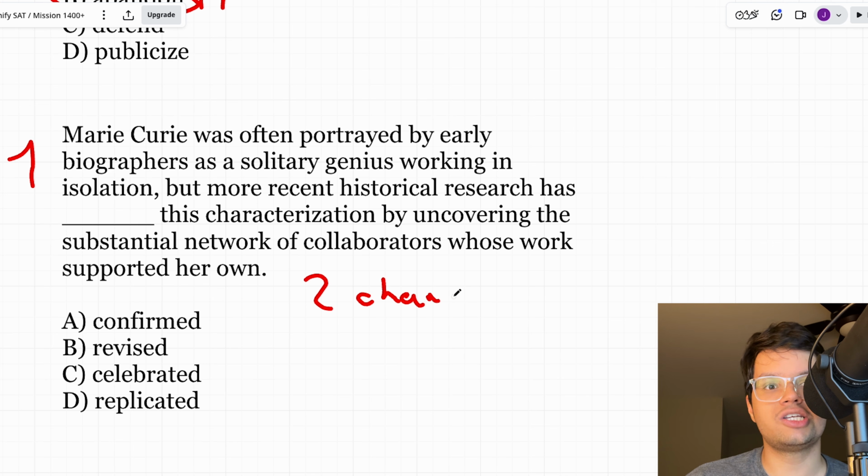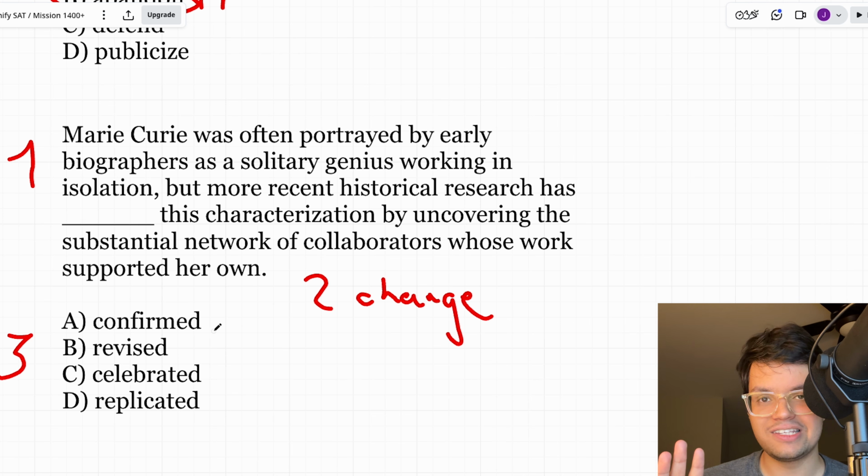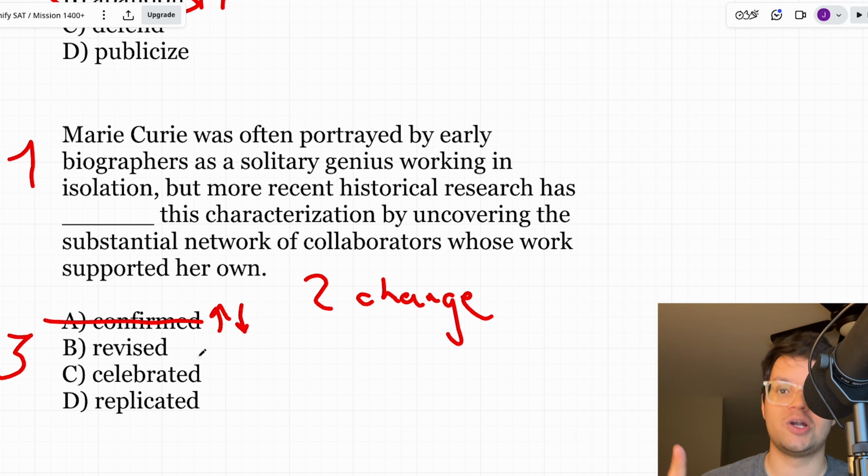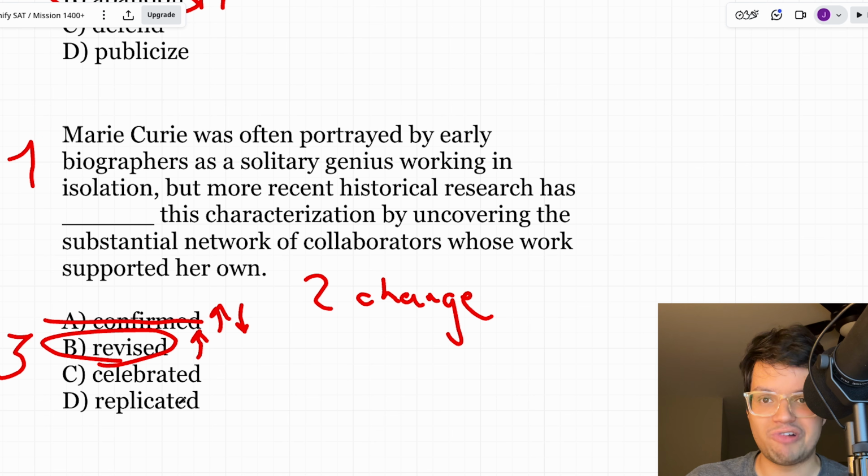Now let's look at the choices. So confirm. Okay, high confidence there, but definitely not right at all because confirmed is like, yeah, that's the exact opposite of what we're going for. Revise. Okay, that seems pretty good here. High confidence here. I do know what that word means. And revise means like to kind of change up, to make something a little bit different. So definitely going to go for this one as well. Celebrate, replicated. Same kind of issue, high confidence, but low chance of it being right.